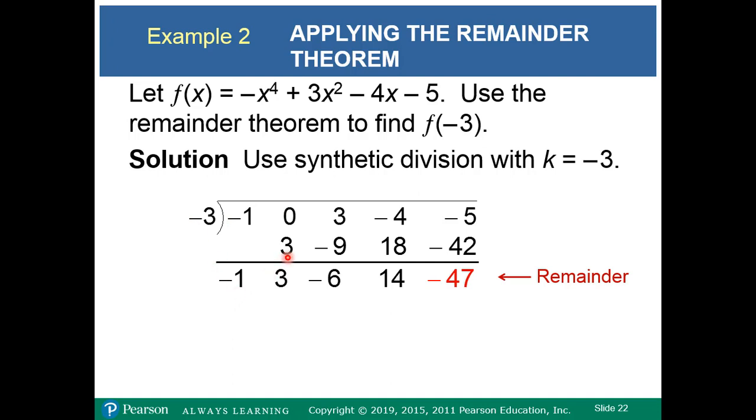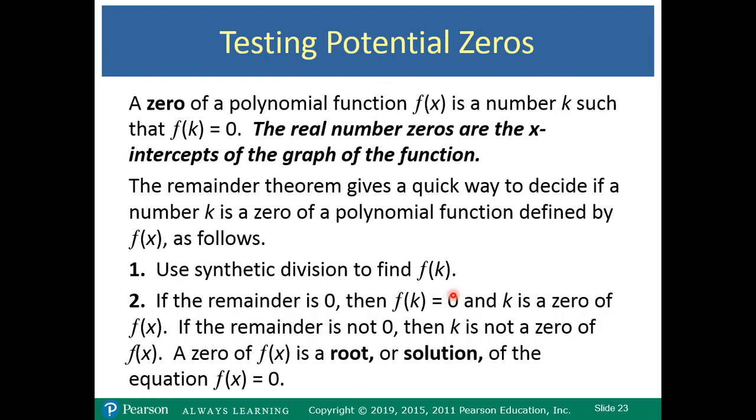So negative 3 times negative 1 is positive 3. Add down 3. Negative 3 times 3 is negative 9. We add down, we get negative 6. Negative 3 times negative 6 makes positive 18. We add down, we get 14. Negative 3 times 14 gives us a negative 42, and if we add down, we get negative 47. So we know that f of negative 3 in this case is equal to negative 47. And you can verify that by plugging in negative 3 into f of x.